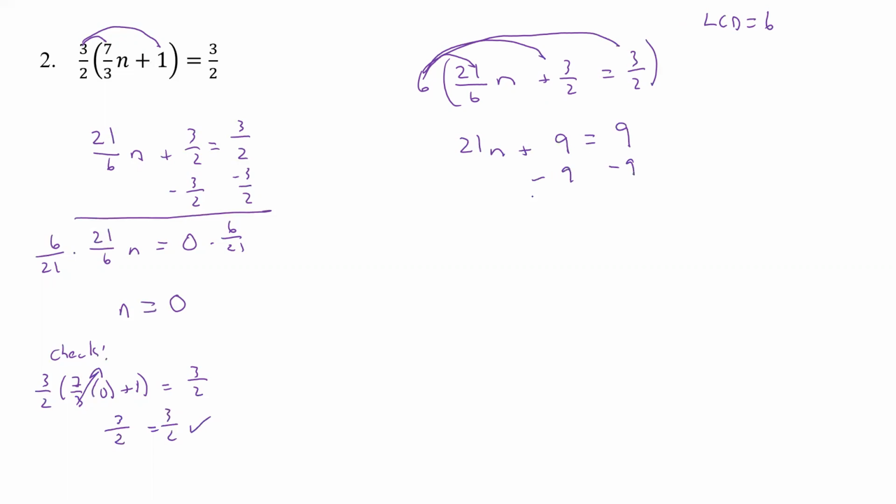Subtract my 9. 21n equals 0. Divide by 21. And n equals 0 once again. So either way I do it, I still get my 0. And it's just a matter of, do I work with fractions or do I work with whole numbers? And in this case, again, it wasn't too hard either way. So it really doesn't matter.